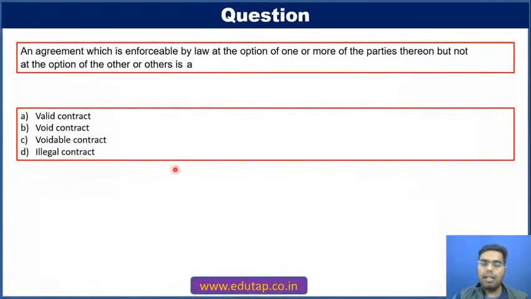Next: an agreement which is enforceable by law at the option of one or more of the parties thereto, but not at the option of the other or others, is a dash. Valid contract, voidable contract, or illegal contract.